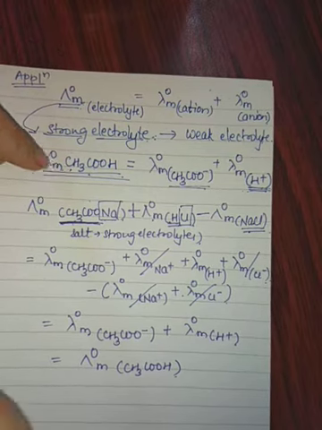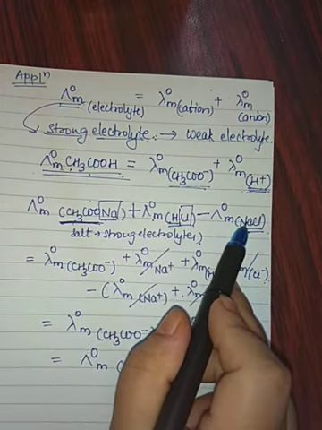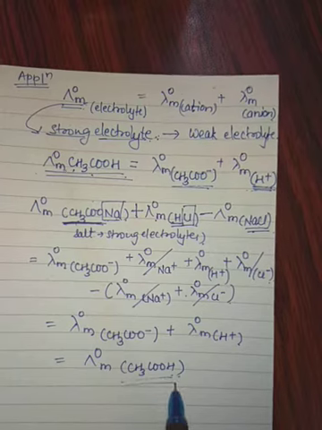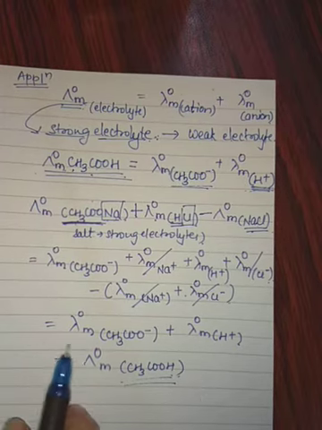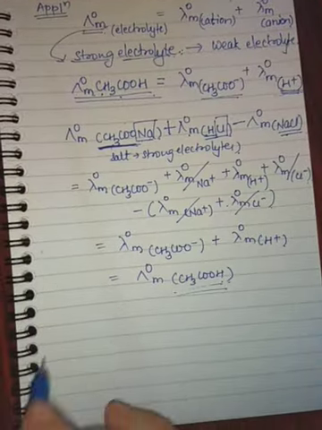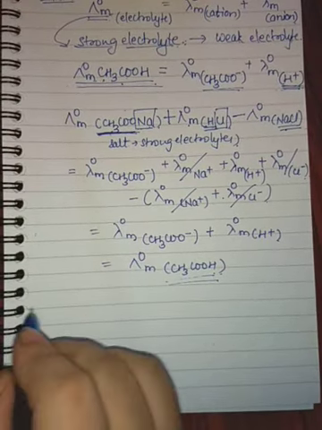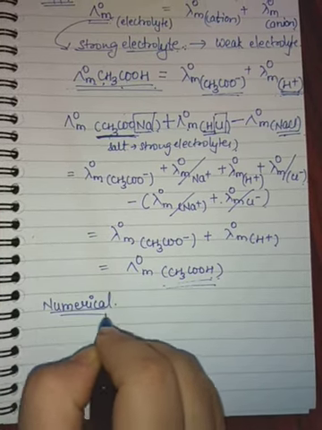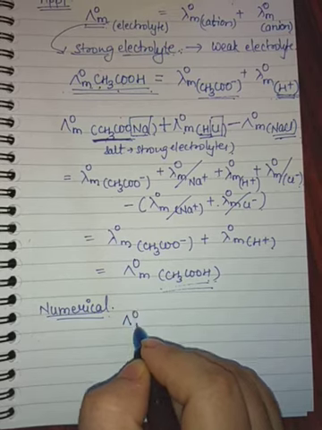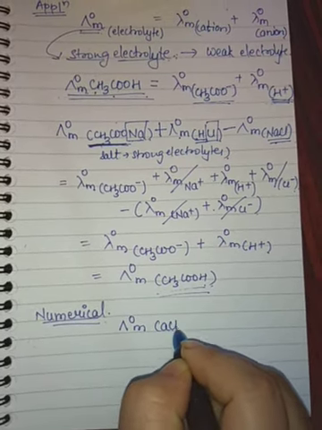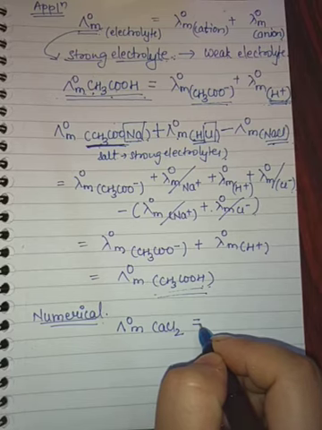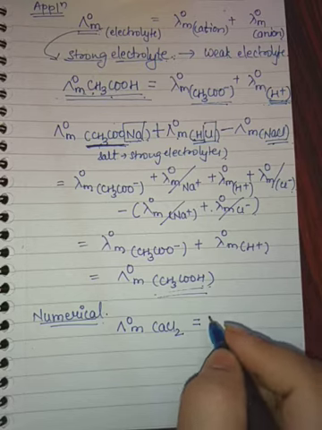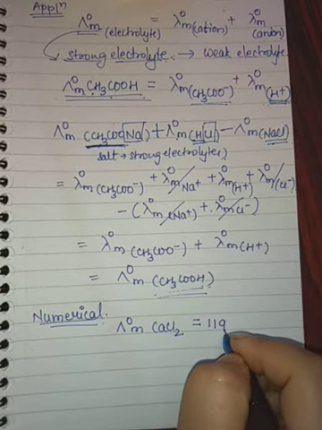So we used 3 strong electrolytes, 1, 2 and 3, and using those 3 we calculated lambda naught m for acetic acid. Let us take a numerical based on this. So you are given lambda naught m of CaCl2, that is 119.